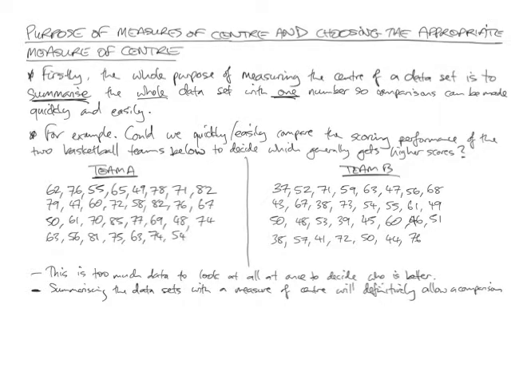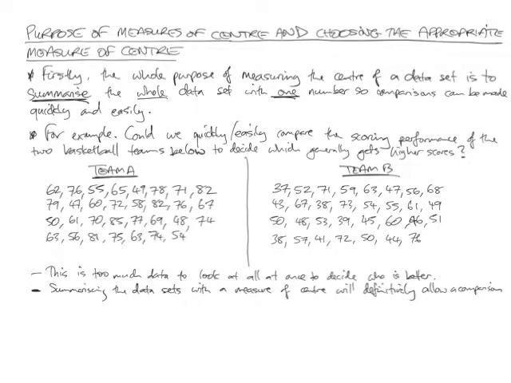This one is all about the purpose of finding the measures of center and also choosing the appropriate measure of center. The first part of this isn't actually in your book, but I just wanted to explain why it would be useful to find the mean, median, or the mode when the raw data is there.